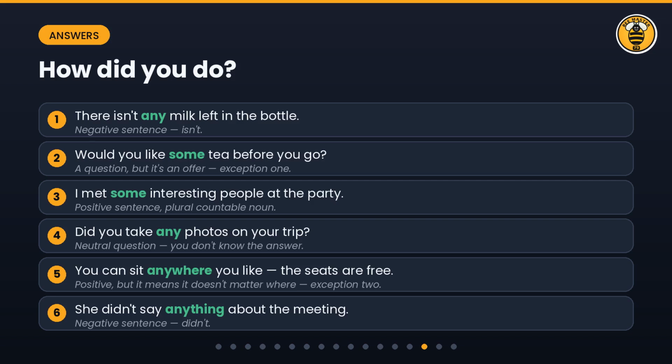A neutral question, so any. 5. You can sit anywhere you like. Positive, but it means it doesn't matter where. Exception 2. 6. She didn't say anything. Negative sentence, so anything. If you got 5 or 6 correct, you have understood this properly. If not, scroll back to the exceptions and watch that section once more.